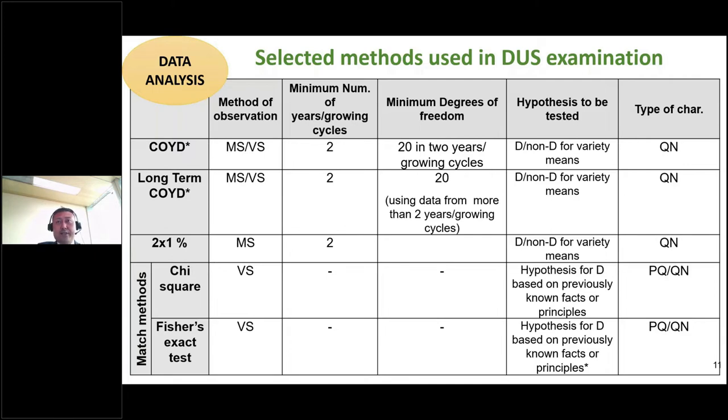This table provides a summary of selection methods for examining distinctness. It contains a discussion of the factors influencing the choice of method, a discussion of the statistical tests, and factors influencing the exceptions. There are three series of data analysis methods that can be used for assessing distinctness in growing trials other than COYD, for example, the 2x1% method, the chi-square test, and so on.